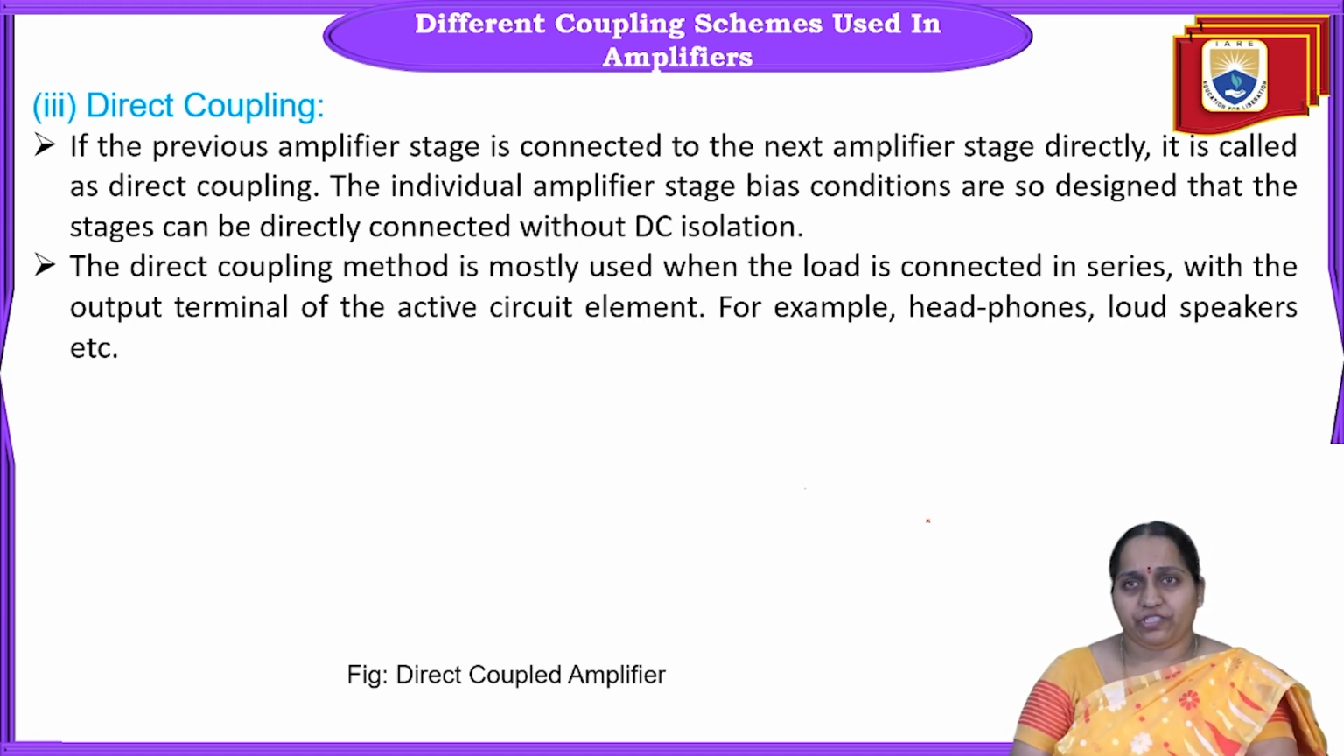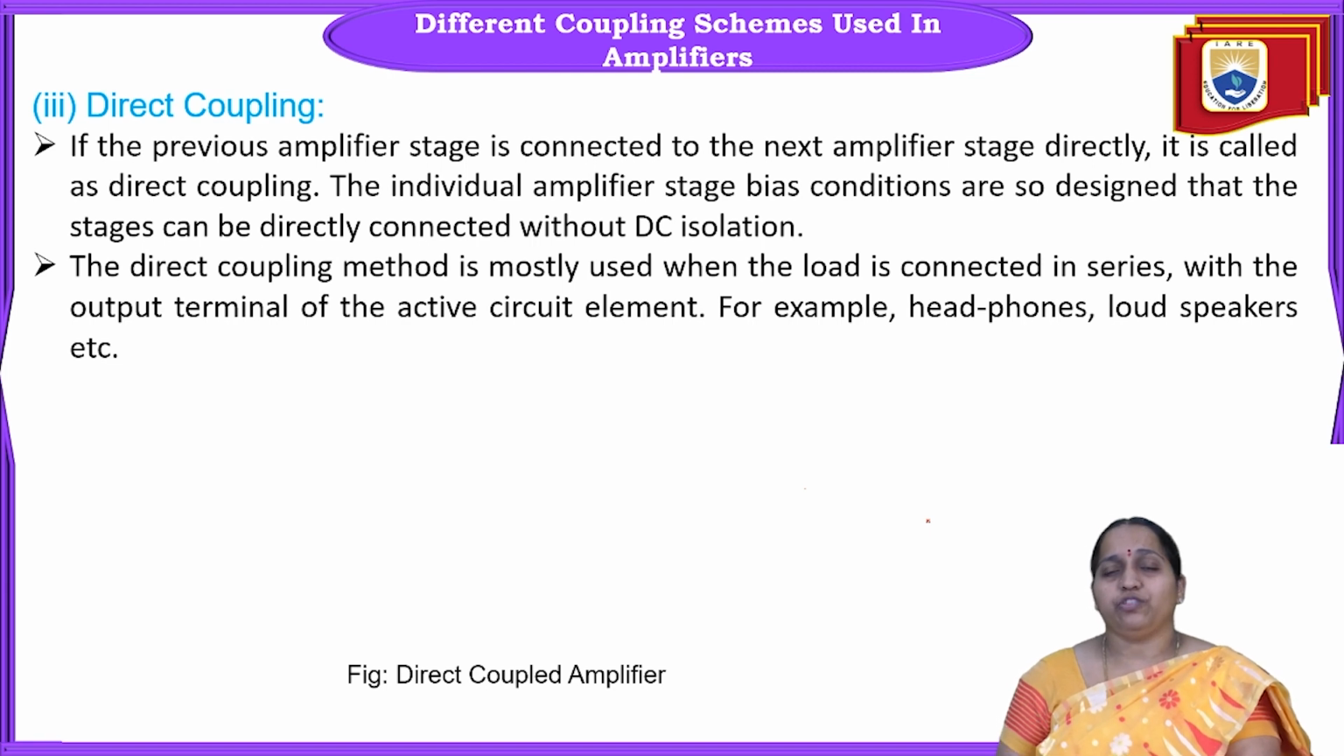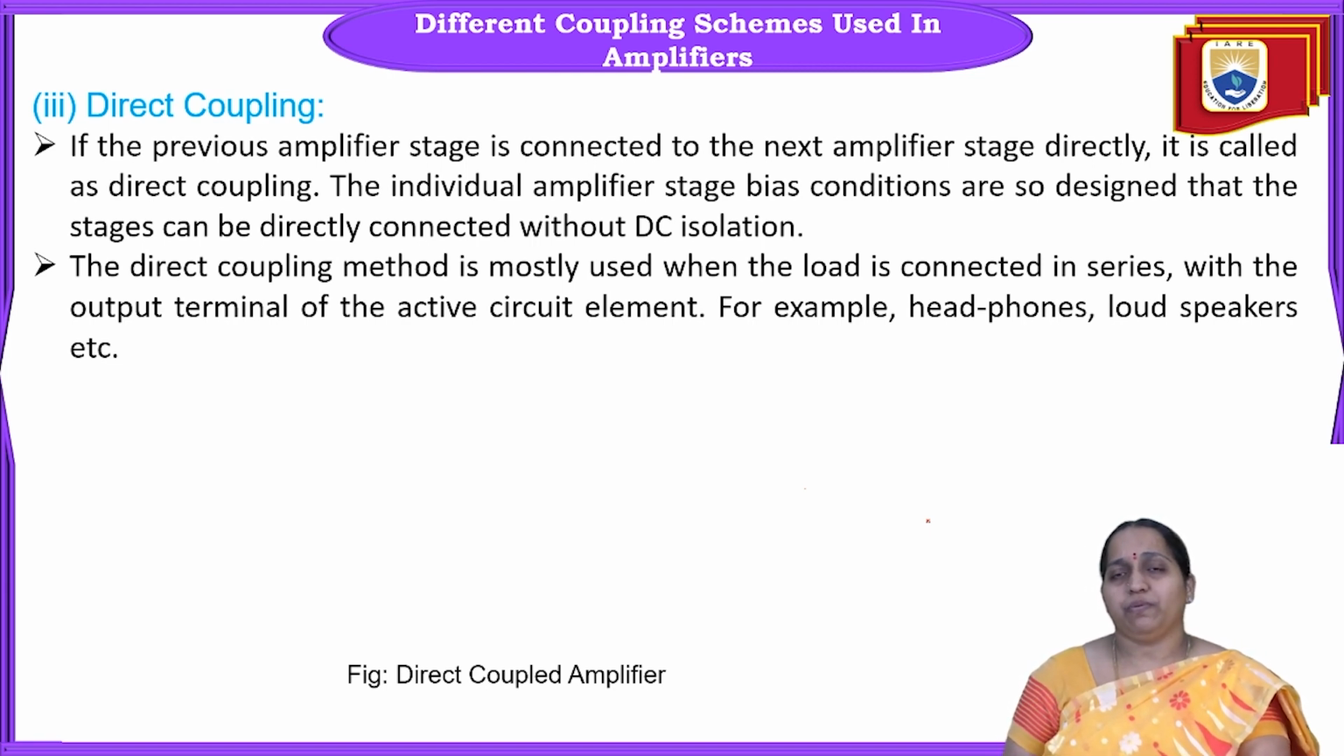If the previous amplifier stage is connected to the next amplifier stage directly, as the name suggests, direct coupling, here you are not making use of any coupling device. Directly the output of the first stage is connected to the input of the second stage. The individual amplifier stage bias conditions are so designed that the stages can be directly connected without DC isolation. Simply put, direct coupling means you are not making use of any coupling device. The output of the first stage is directly connected to the input of the second stage.